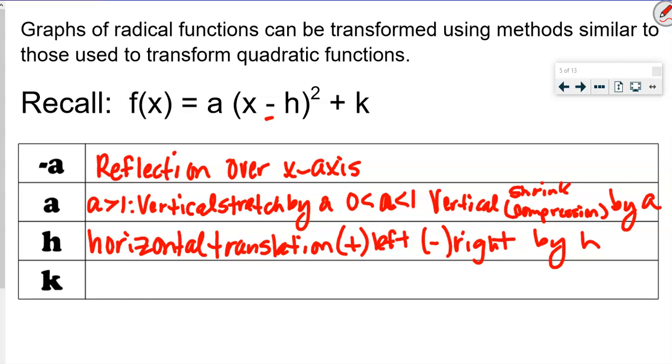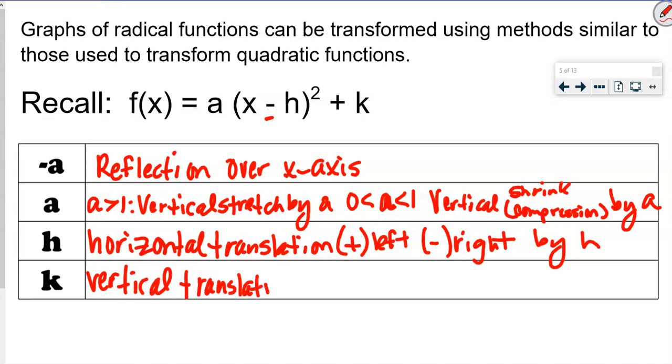Then we've got k is our vertical. This k represents vertical. V-E-R-T-I-C-A-L. This one's a vertical translation.